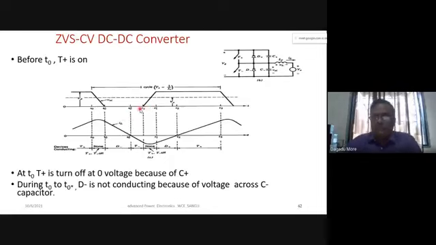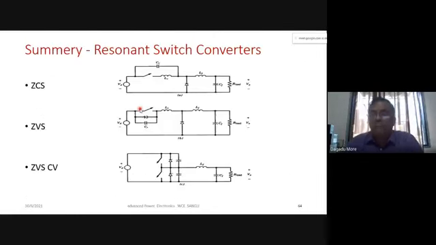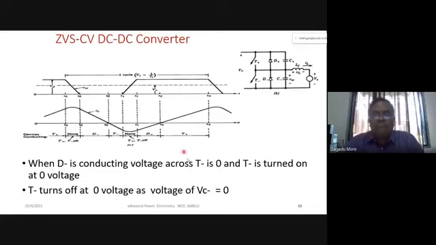Now, how do we achieve the zero voltage switching and clamping of the voltage across each device? We have seen that the voltage is clamped to the input voltage. So when a particular switch is on, the voltage will not go to a higher value because of the diode, and so the voltage will be clamped to the input voltage.